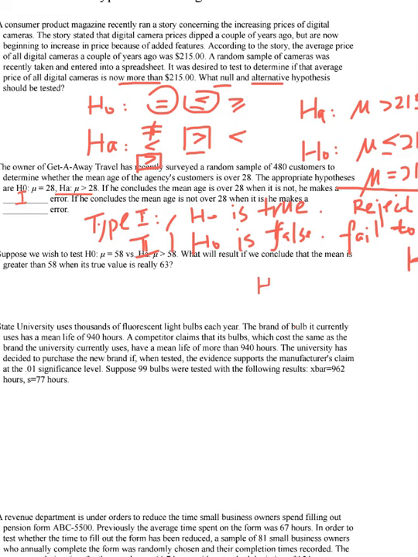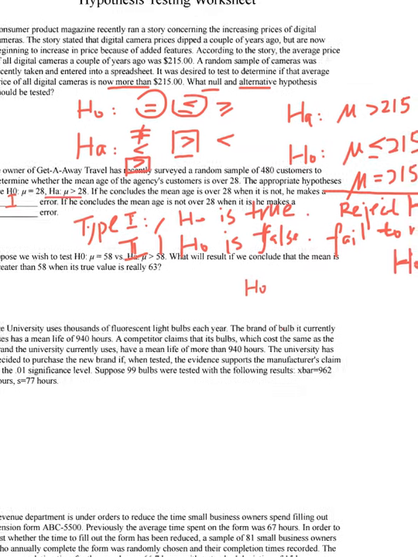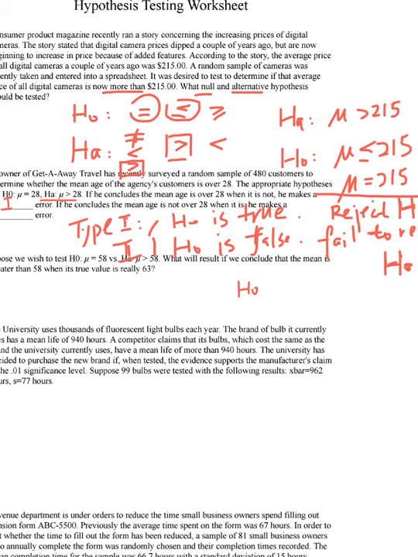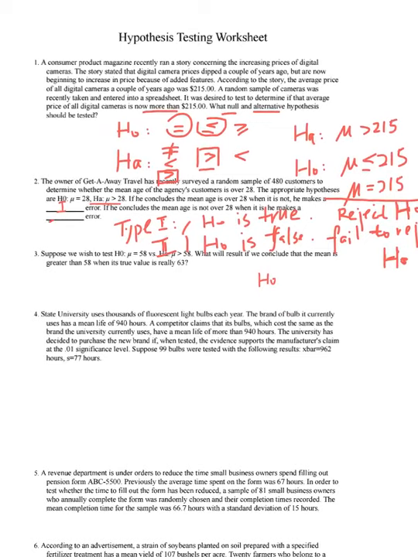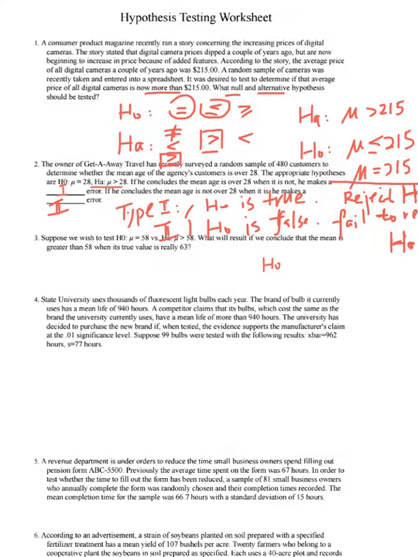Okay, and for the second blank, if he concludes the mean age is not over 28, that means he concludes H0. His conclusion is H0. So he thinks H0 is true. But what is our ground truth? He concludes the mean is not over 28, when it is, so the ground truth is a mean over 28. So the ground truth is HA. HA is true, that means H0 is false. H0 is false, but he didn't reject H0. So that is type 2 error. Okay. So this is number 2.